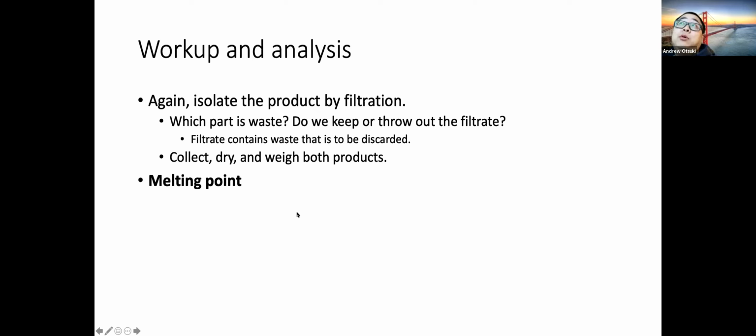Okay, so we're going to analyze our products by melting point. The good thing about solids is you can analyze them by melting point, and usually if you compare them to literature values, it'll tell you the purity.